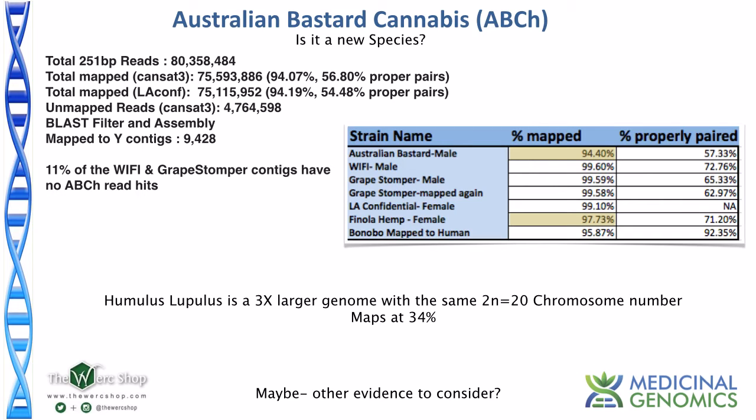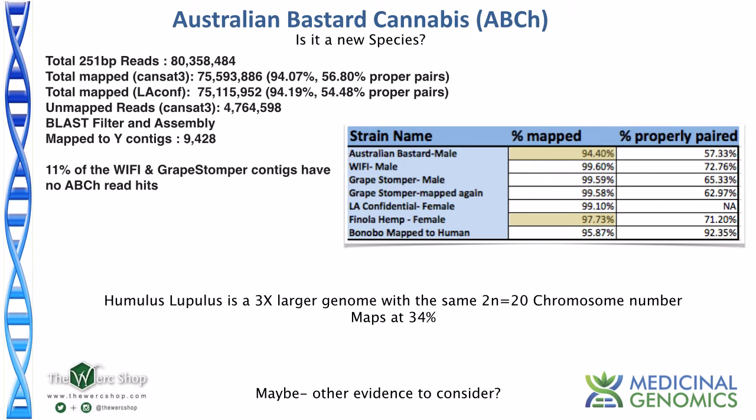And if you take our LA Confidential data, which is a female, and you map it back to CanSat, you get a slightly different number. The reason is that this was actually sequenced with a different sequencer. We have some Illumina data on it, but we also have some 454 data on it, and it is also a little bit diverged, but that just shows you the range of what happens with a new sequencing technology on a different female.